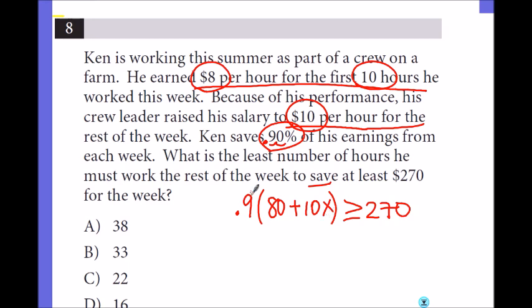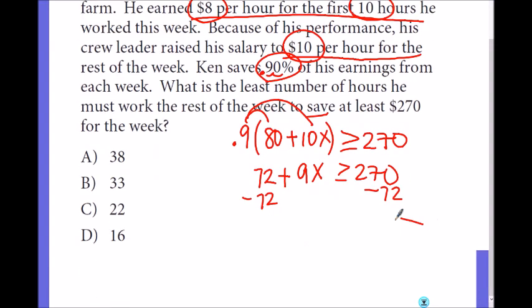So distribute 0.9. So I get 72 plus 9x. Right, 0.9 times 10 is 90, and move 1 decimal to the left. Greater or equal to 270. So now subtract 72 from both sides. So I get 9x must be greater or equal to 198, right? 270 minus 72 is, from 200, it is 198.